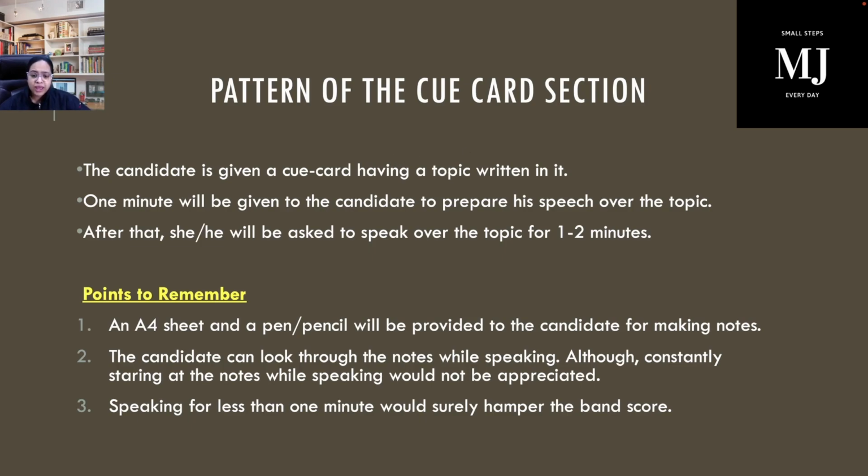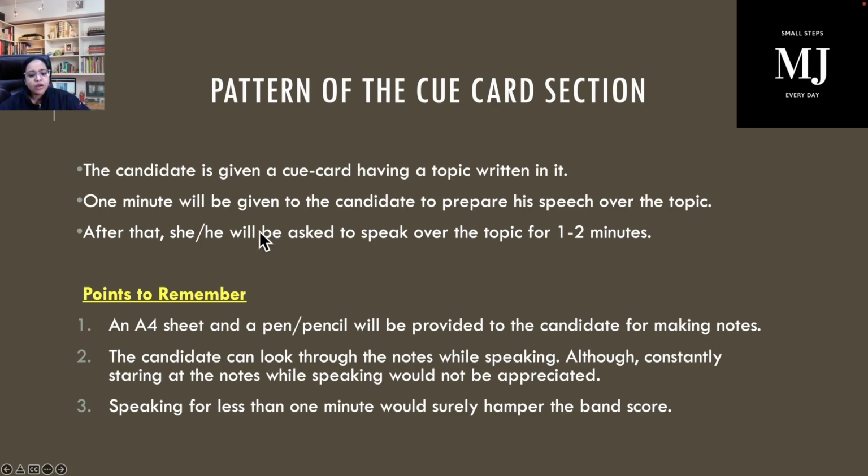So, there won't be any one question, but a series of questions. To be honest, there would be one single main question to which sub questions will follow. Okay? Now, 1 minute will be given to the candidate to prepare his speech over the topic. This means that you're getting one topic, that means one main question, and then related sub questions. So, around you would be getting, say, 4 to 5 questions in total on this cue card.